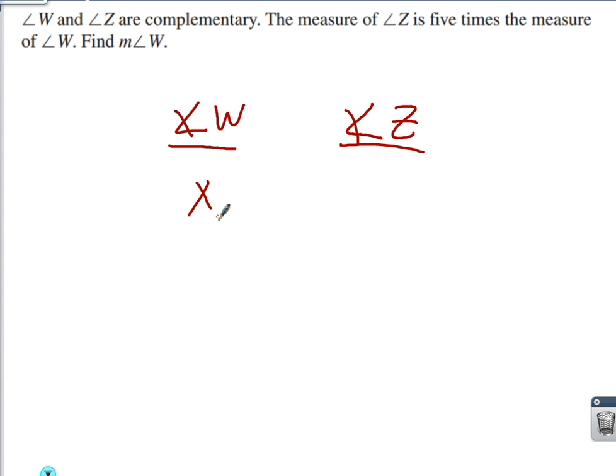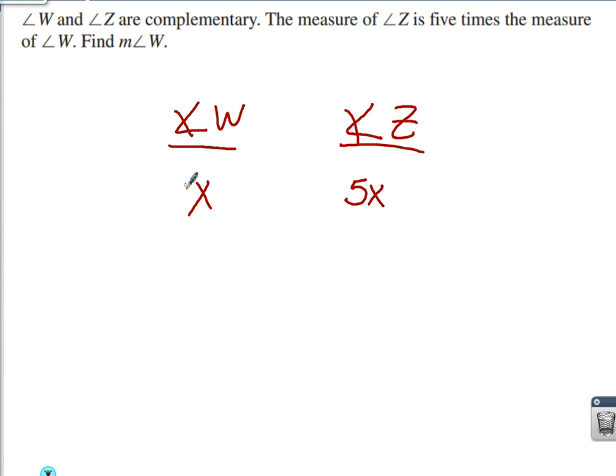And I want to define angle Z in terms of X. If angle W is some unknown angle, some unknown measure, well, angle Z is 5 times bigger. So if this is 10, then 5 times 10 would be 50. If this is 12, 5 times 12 is 60. If this is 13, 5 times 13 is 65. But it's x. So therefore the measure of angle Z would be 5 times x. Let that soak in. It tells us that the measure of angle Z is 5 times bigger than the measure of angle W. Well, I don't know W, so I let it be x. But I also know that Z is 5 times bigger, so 5x.